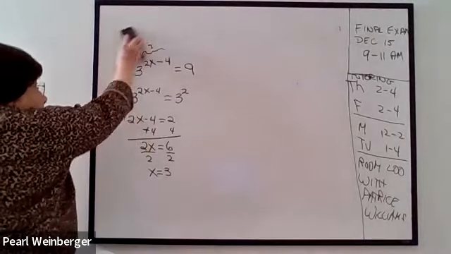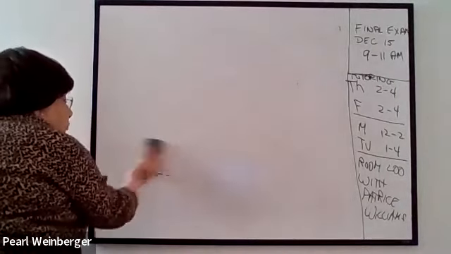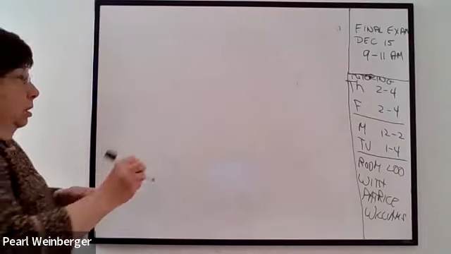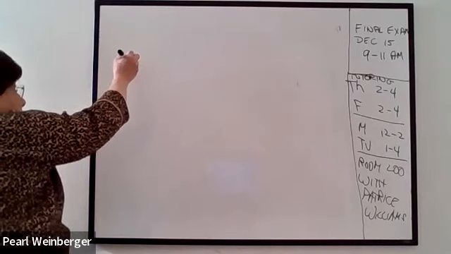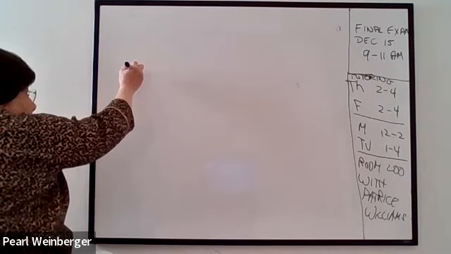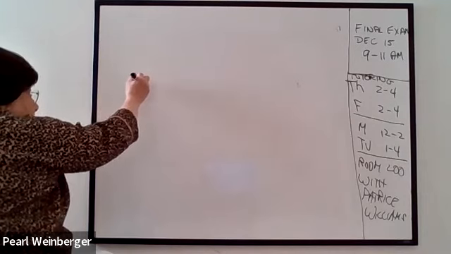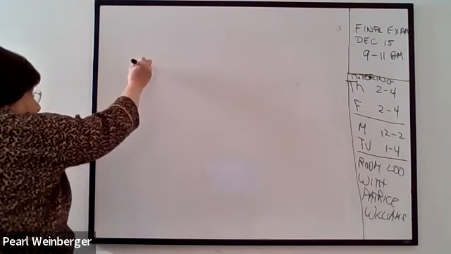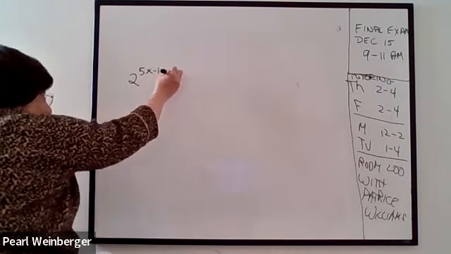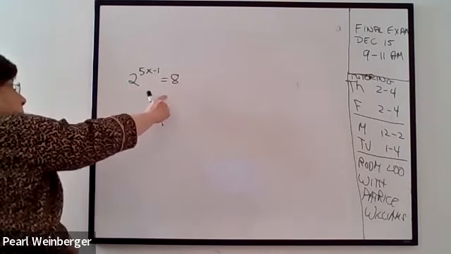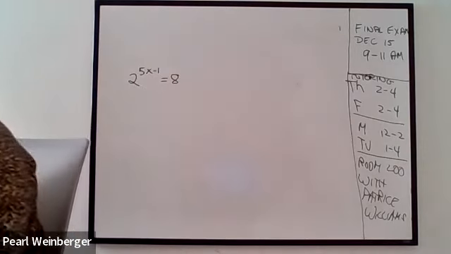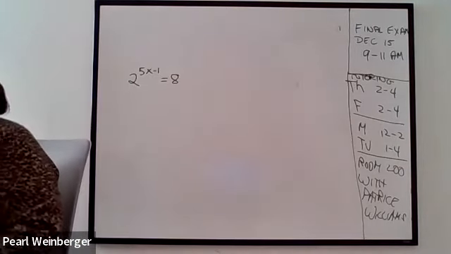Okay, so here's an example for you to try. 2 to the 5x minus 1 power equals 8. I'm going to give you a couple of minutes. They don't always come out to be whole numbers. Sometimes they come out to be fractions.